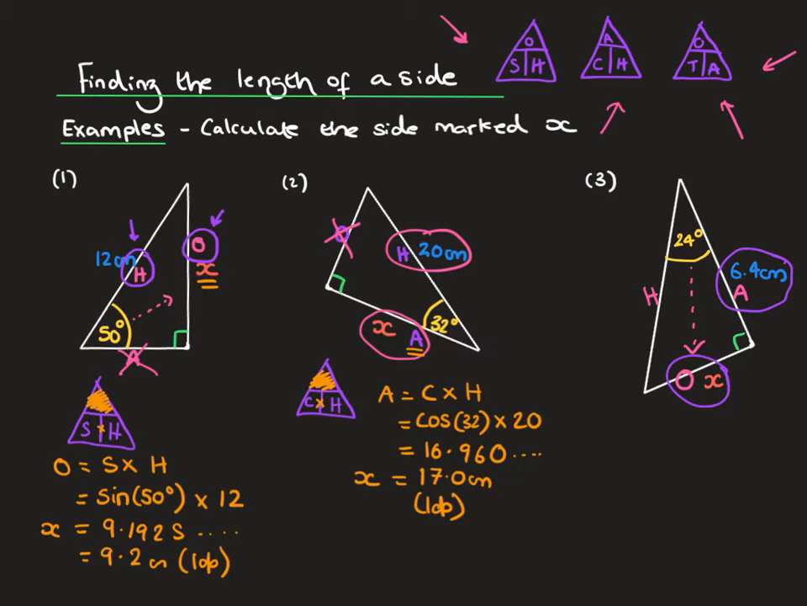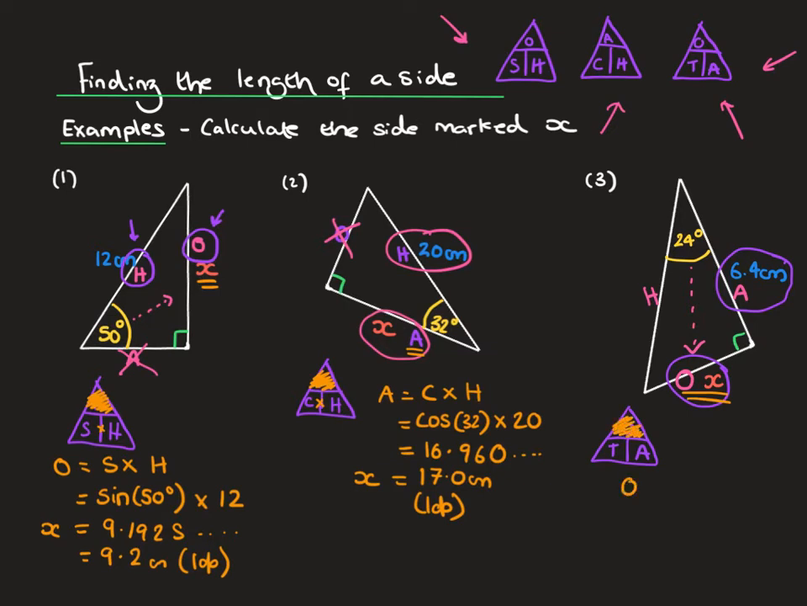So which SOHCAHTOA triangle features the O and the A? It will only be one of them. It's the TOA triangle. So let's fill in T, O and A. And which are we trying to calculate? We're trying to calculate this one here, O. So I cover that up.